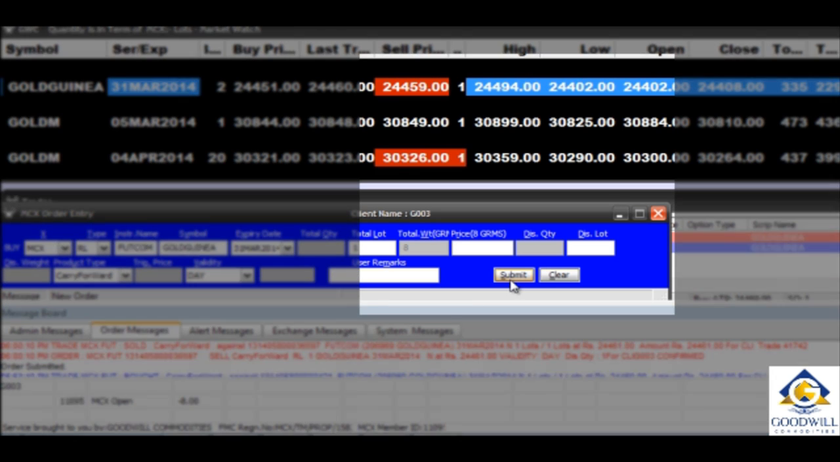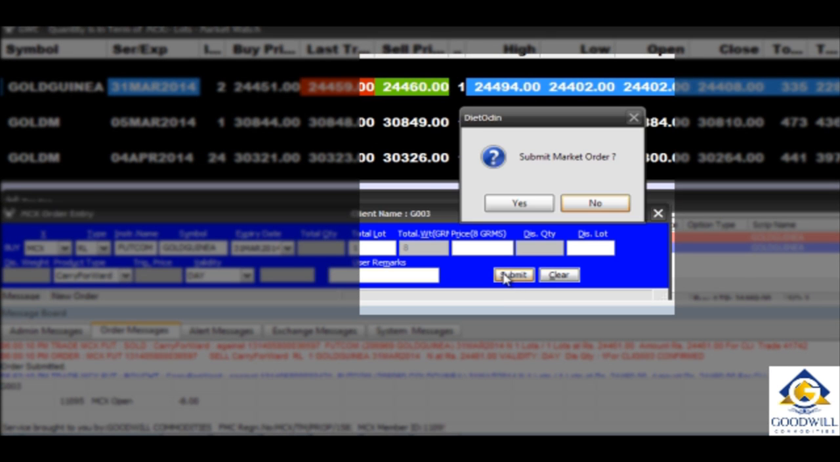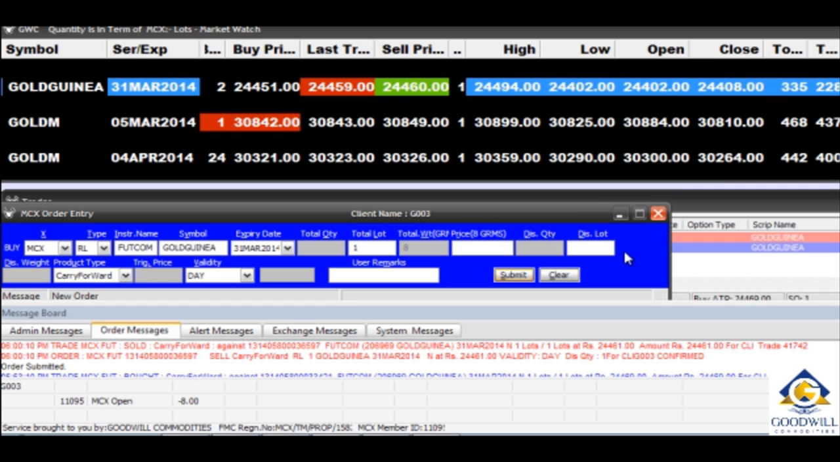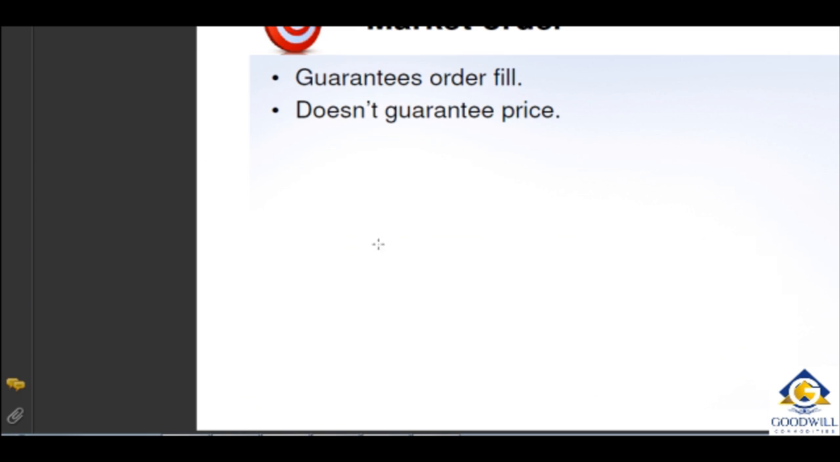Suddenly, when I place the market order, the price may change. Now I am going to place the order. You can see the price changed to 24460. So if I had placed the order, it would have been executed at 24,460. So I'm going to cancel it. It guarantees order fill: 100% there is a guarantee your order will be executed, but it does not guarantee the price at which the order is going to be executed.